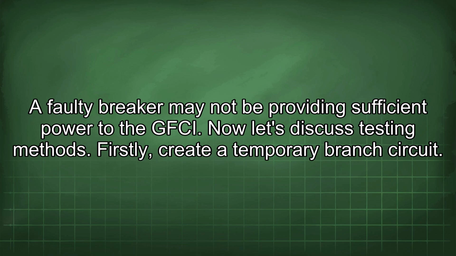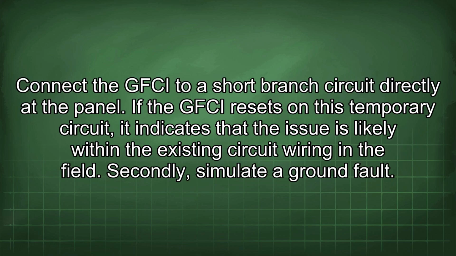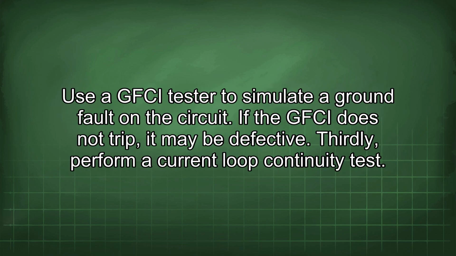Now let's discuss testing methods. Firstly, create a temporary branch circuit. Connect the GFCI to a short branch circuit directly at the panel. If the GFCI resets on this temporary circuit, it indicates that the issue is likely within the existing circuit wiring in the field. Secondly, simulate a ground fault. Use a GFCI tester to simulate a ground fault on the circuit. If the GFCI does not trip, it may be defective.